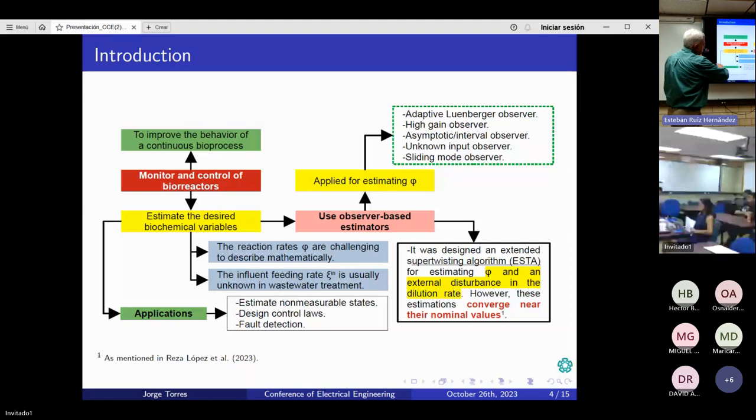The application of this is to estimate non-measurable states, to design control laws, and for fault detection, for instance. A brief summary of this.